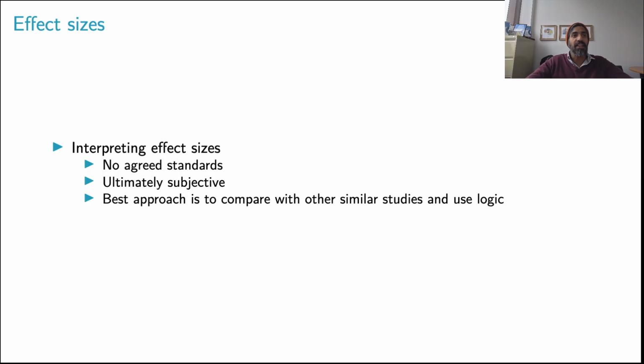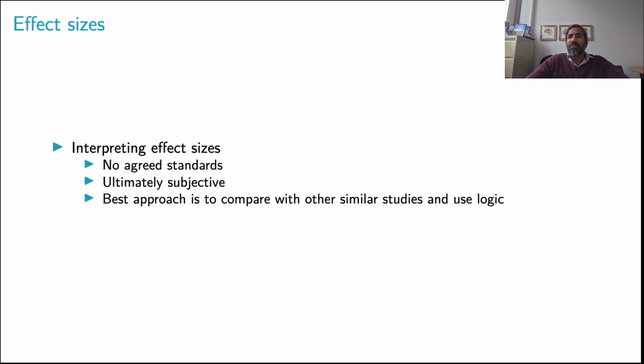So interpreting effect size, there's no agreed standards. It's ultimately subjective, which is where the justification piece comes in statistics. How can you justify that this effect should be there? And I really think that the burden of proof should be on the researchers to say, this is the effect. It shouldn't just be that it's statistically significant. They should also have to justify that the effect size is clinically meaningful. And the best approach is to compare with other similar studies and use logic.